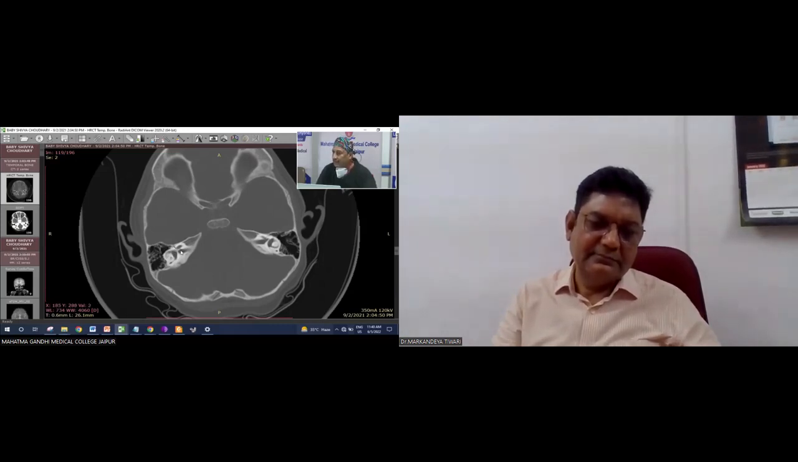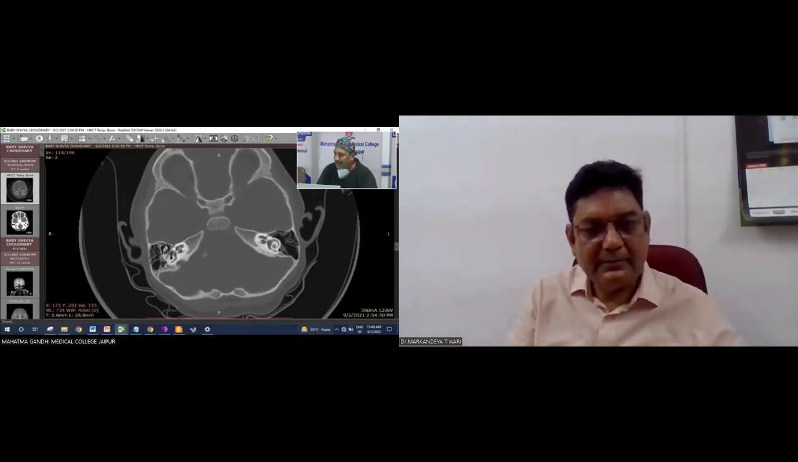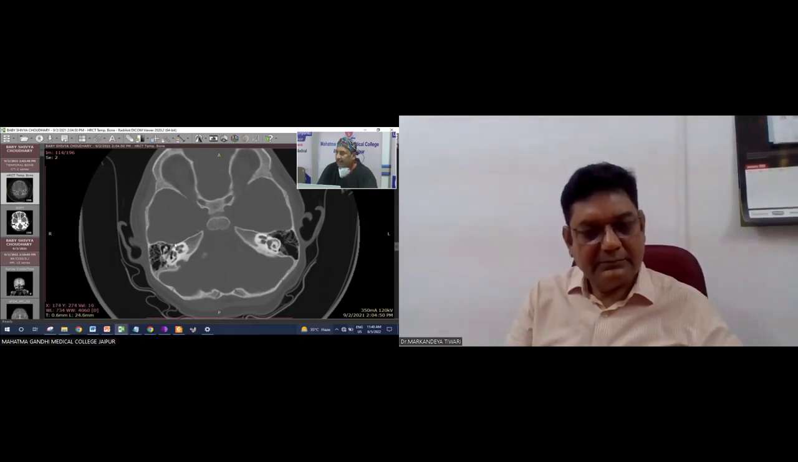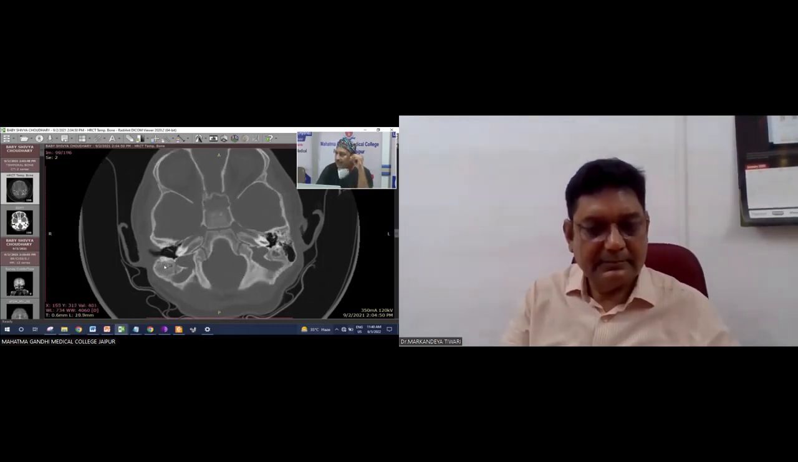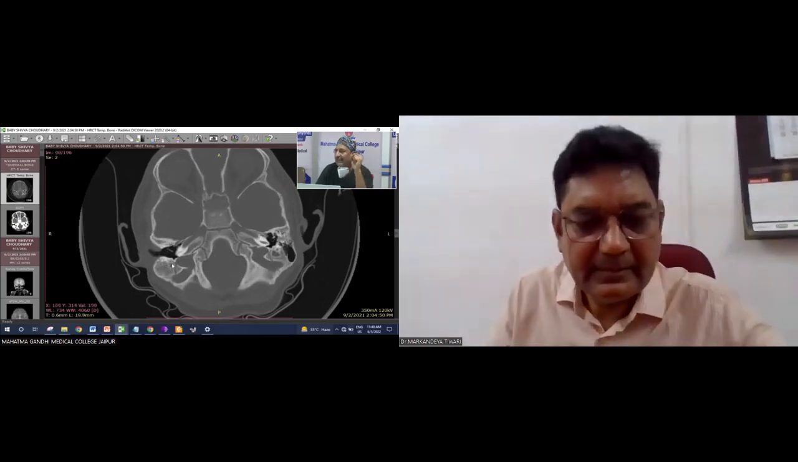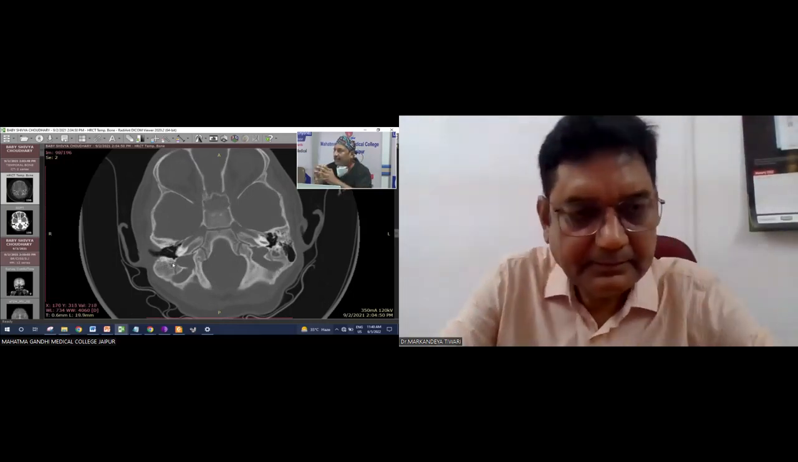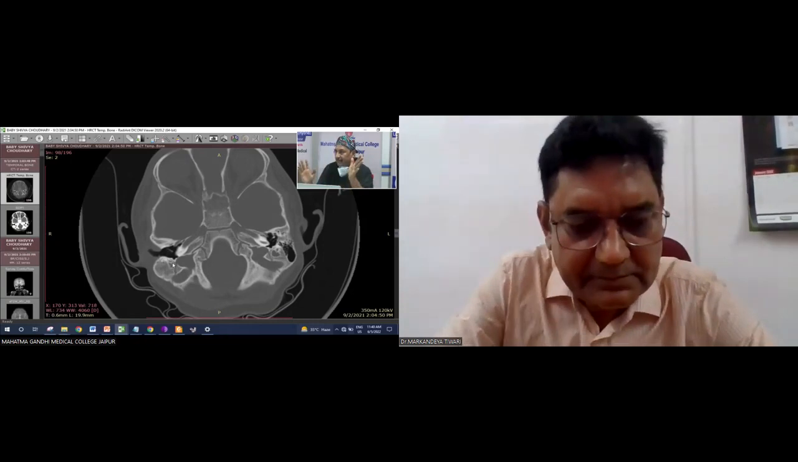If it is clear to you, hope it is clear to you. Yes, it's clear. That's the labyrinthine segment, and you can see dynamically that is the first genu. That is the horizontal segment. As I go down, that's the horizontal segment of the facial nerve here. And if I go down, you can follow with the second genu and then the vertical segment. This is best seen on a dynamic CT scan where you can relate three-dimensionally everything.